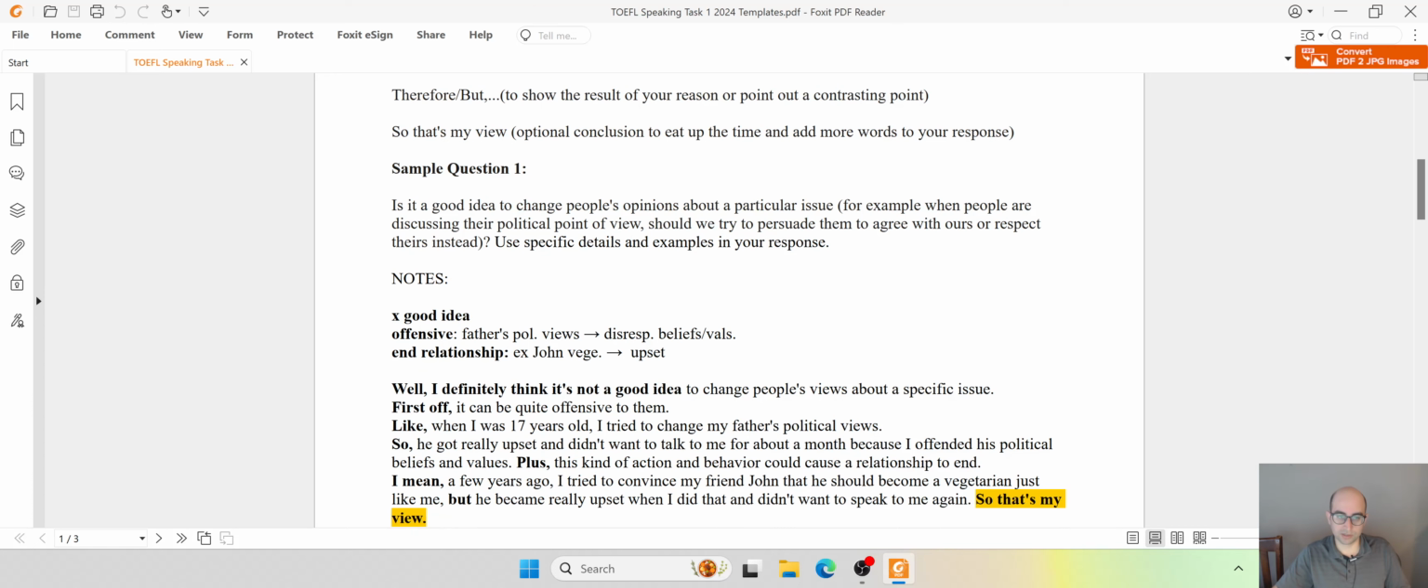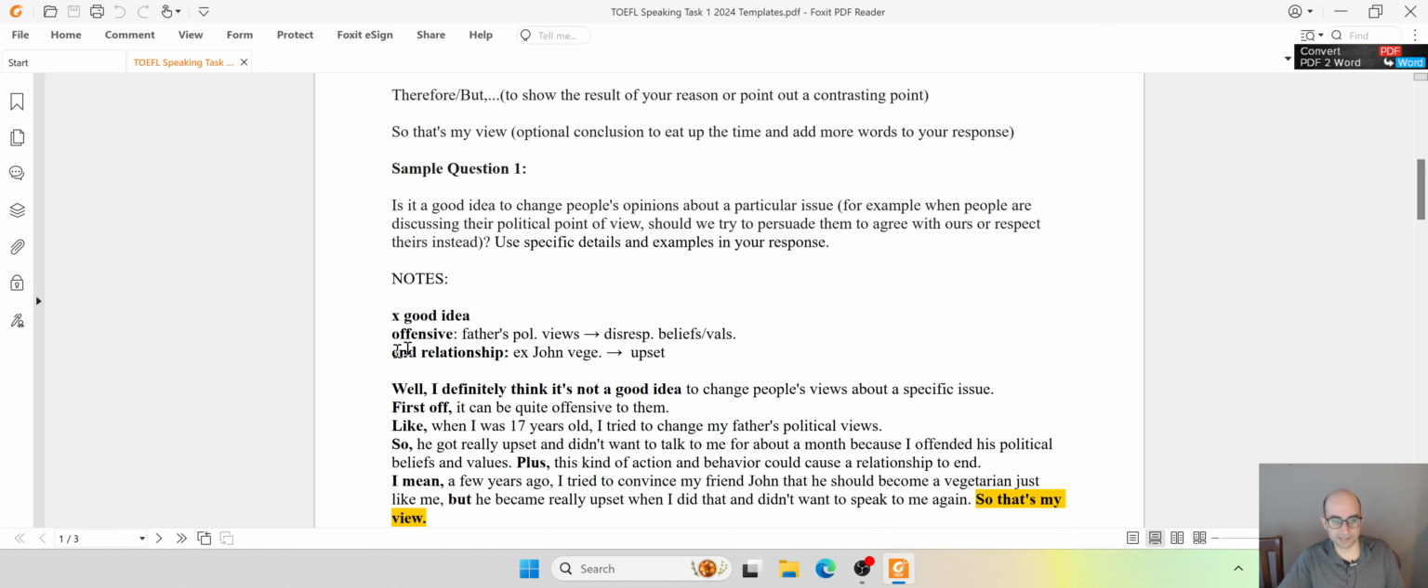Okay, so with your note setup, here I have, it's not a good idea. And then I said it's offensive. And then I have my example, father's political views. I just made it up. Be creative, guys. Sometimes you just have to. You might not know a real life example. And then I kind of mentioned the consequence of that. Like, okay, this is disrespectful toward his beliefs or values.